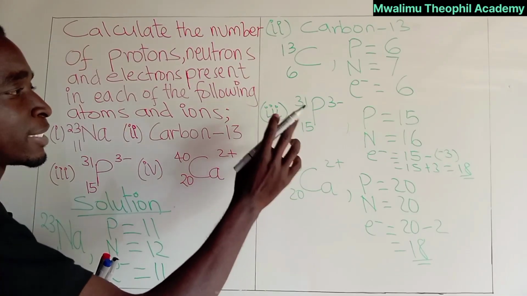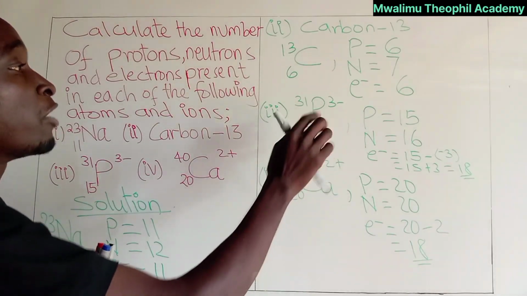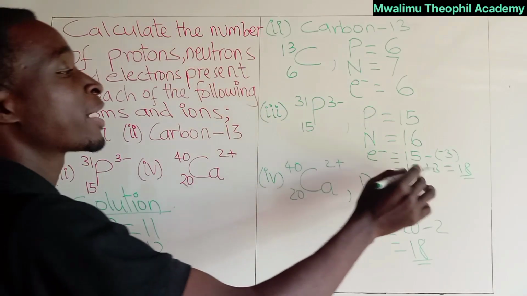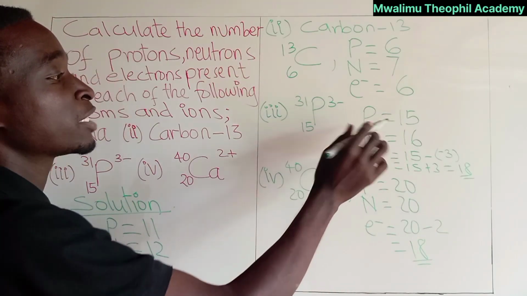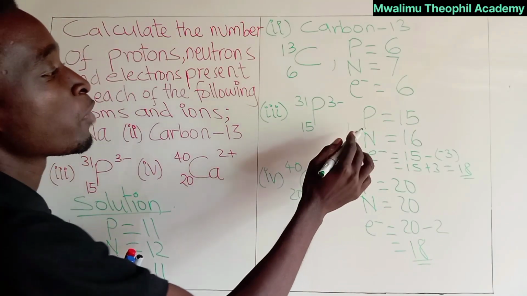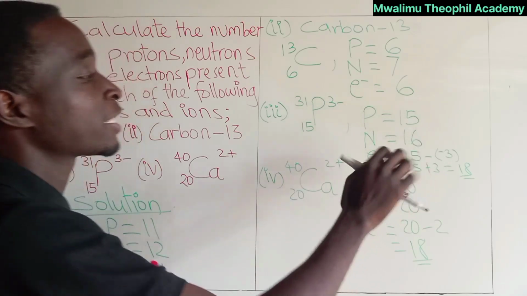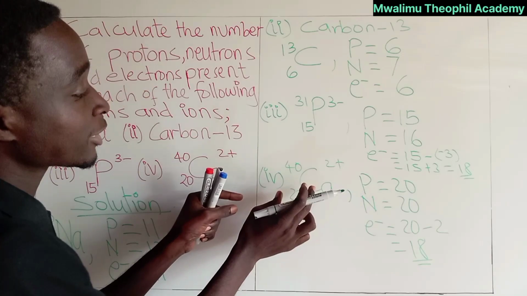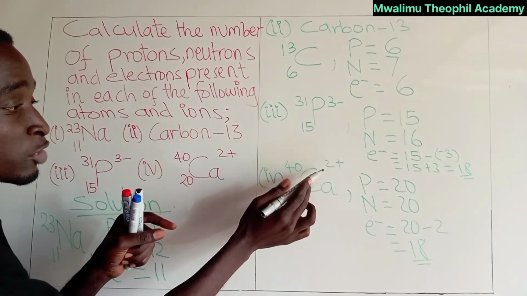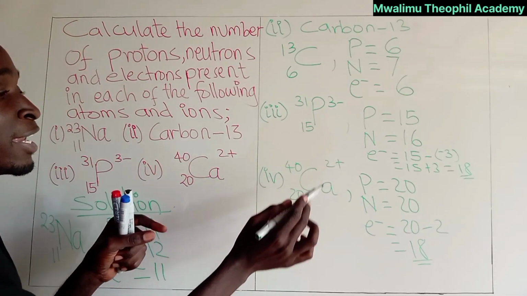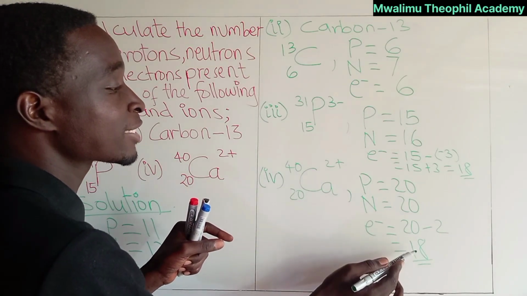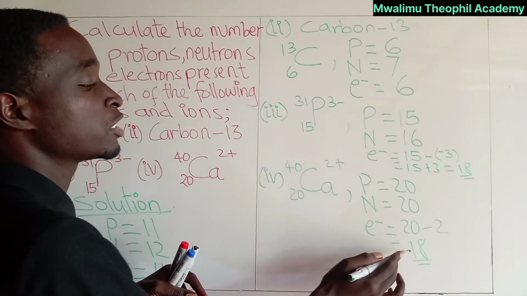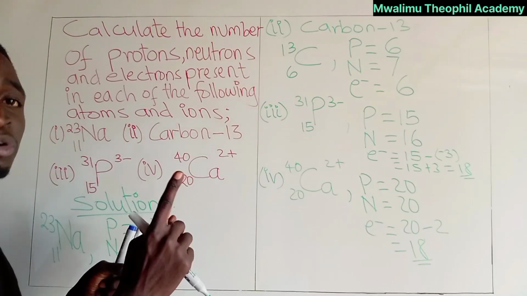But the situation is different when you are referring to ions. For the negatively charged ions, the number of electrons becomes higher than the number of protons. As here, in phosphide ion, we have 15 protons, but the number of electrons is 18. And in calcium ion, which is a cation, as you see it is positively charged, the number of electrons is less than the number of protons, as we have 20 protons, while the number of electrons is 18. So you have to note that.